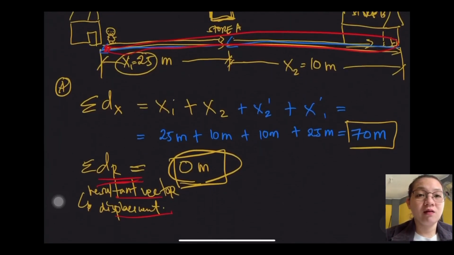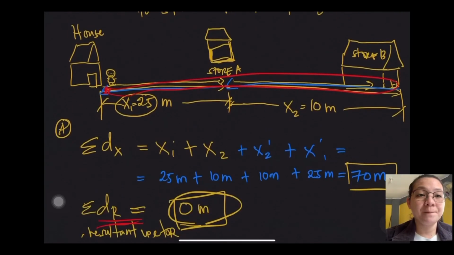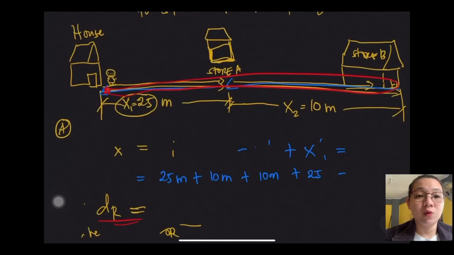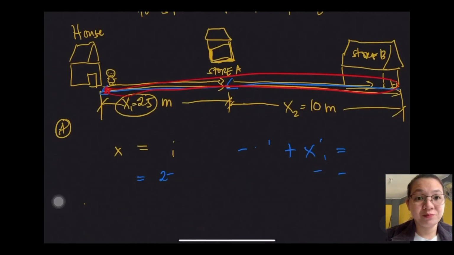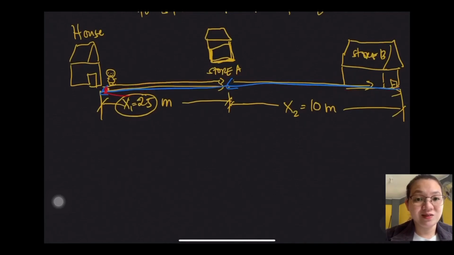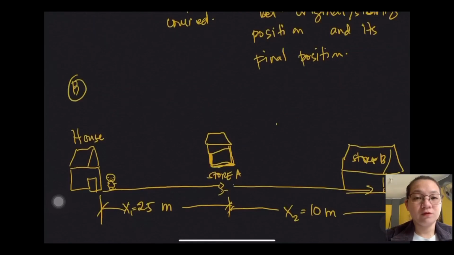Applying the idea of adding vectors, the x prime sub 2 and x prime sub 1 will be negative. And using your calculator, that is simply 35 minus 35 minus negative 35 minus 35, which will be 0. Same scenario.